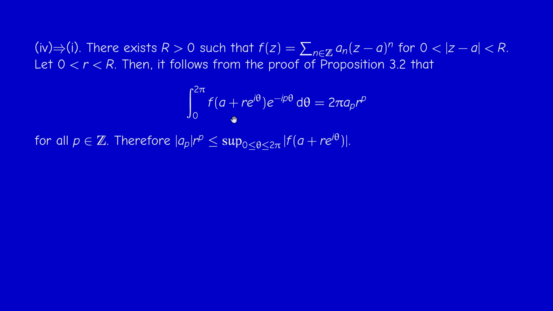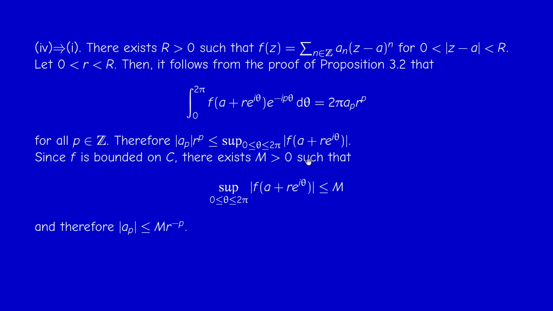Because now this supremum, as a constant, does not depend on theta. Now, my assumption tells me that f is bounded locally near a. So I can call this supremum M, or it's less than or equal to small m. And therefore, this estimate, a_p r^p is less than, so I can rewrite it as the modulus of a_p less than a constant times r to the minus p. So I multiply by r to the minus p.